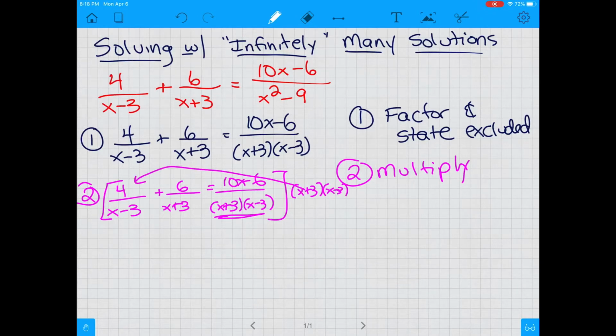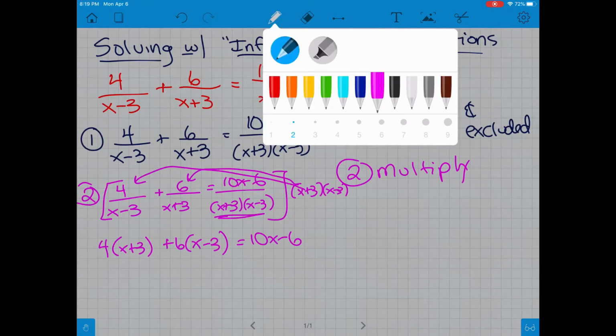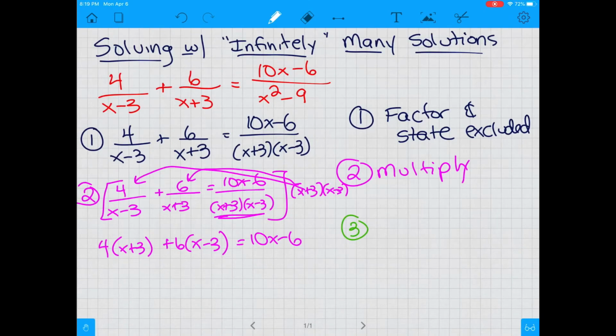So when I distribute now, this 4 loses the x minus 3, but it gains the x plus 3. The 6 loses the x plus 3, but gains the x minus 3. On the right side, nothing changes. The denominator just cancels out, so I'm left with the numerator. Now if we go to my step 3, simplify and solve. I distribute 4x plus 12, 6x minus 18, and all of a sudden I end up here.